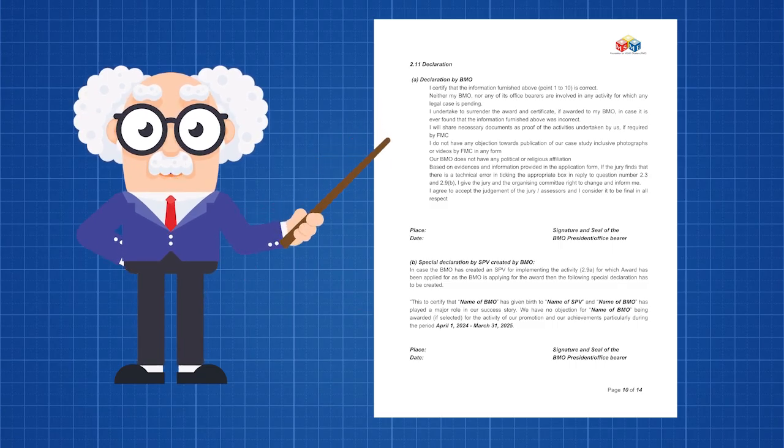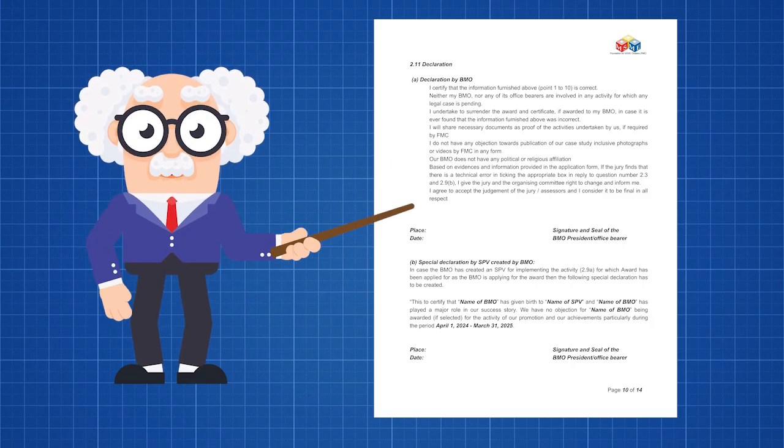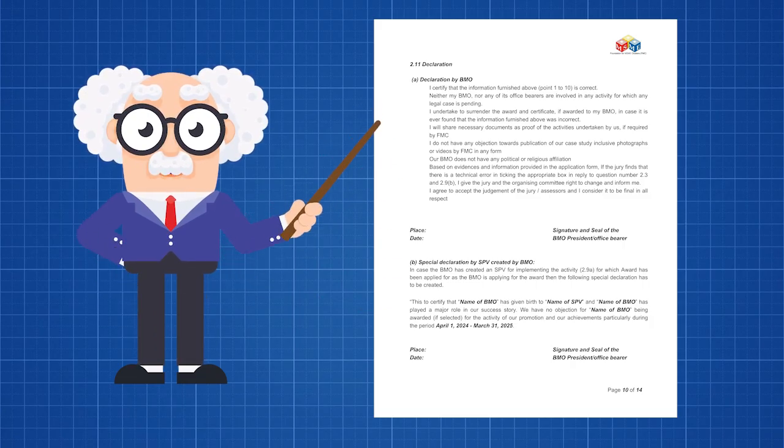There is also a special declaration, Part B, which applies only if your BMO created a special purpose vehicle, or SPV, to implement the activity described in point 2.9. If that's the case, this separate declaration must be filled in, certifying that the BMO gave rise to the SPV and played a major role in its success, and that the BMO has no objection to being awarded for the SPV's achievements during the specified period. This also needs to be signed and sealed. If you did not create an SPV, you can skip this part.